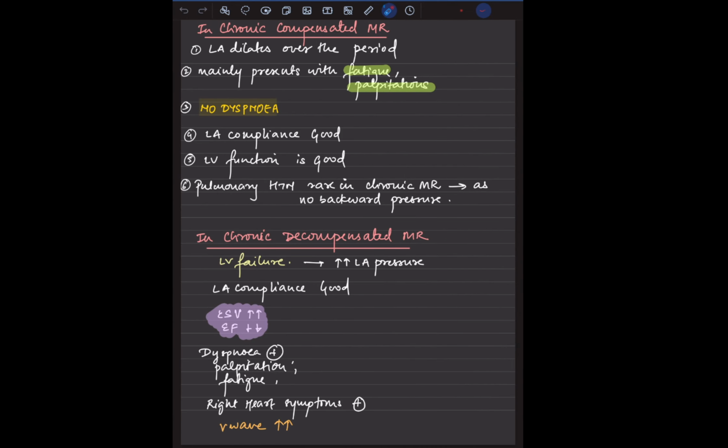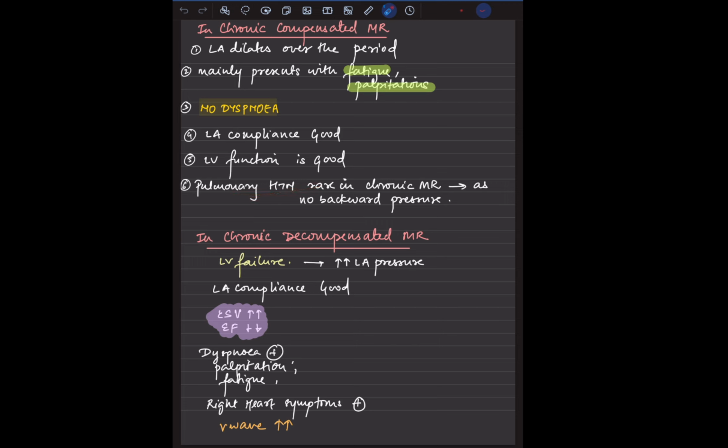But when it comes to a chronic compensated MR, what do we expect? We expect the LA dilates over a period. Okay, so there won't be any symptoms like breathlessness. Okay, so there is no breathlessness. This is important for you to remember, because the question may say that there is breathlessness. You have to rule out chronic MR in this patient. It mainly presents with fatigue and palpitation. Okay, so the LA compliance is good. LV function is also good over here, and rarely there is pulmonary hypertension. Okay, unlike the acute MR.